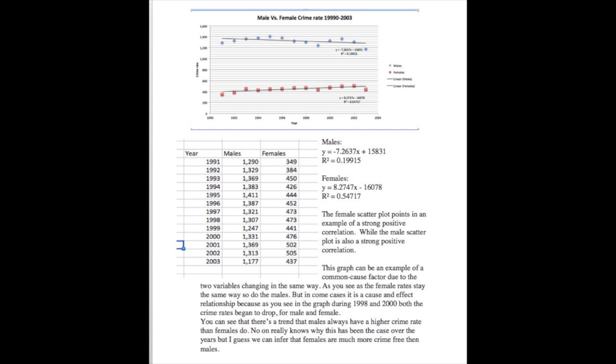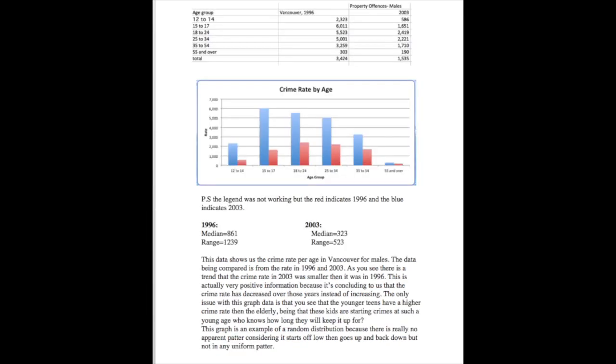And then the next thing I did was the crime rate by age. So it went from 12 to 14 all the way up to 55 and over. And then we did it from just males and Vancouver. And in Vancouver, we found out the majority of the people that did the crimes were 15 to 17, and that was in 1996.